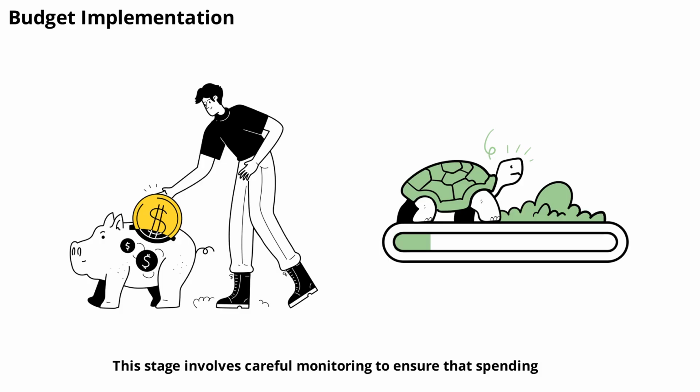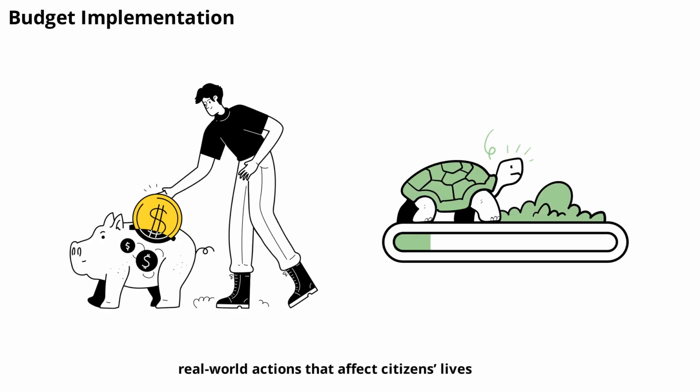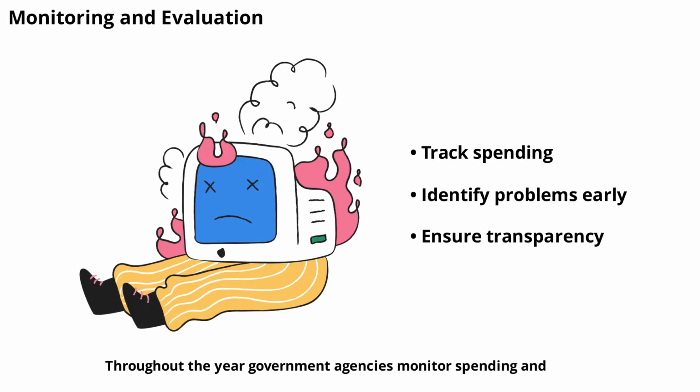This stage involves careful monitoring to ensure that spending stays within approved limits and that funds are used efficiently. Implementation is where the budget's impact is felt most directly, as it translates plans into real-world actions that affect citizens' lives. Throughout the year, government agencies monitor spending and track progress toward budget goals. This ongoing evaluation helps identify any problems early, such as overspending or delays in projects.